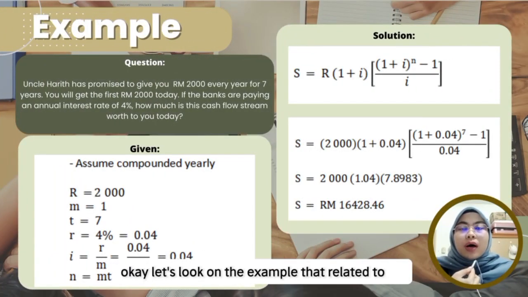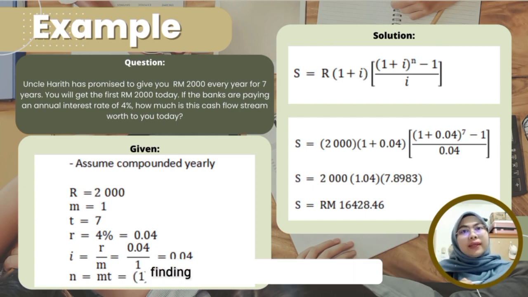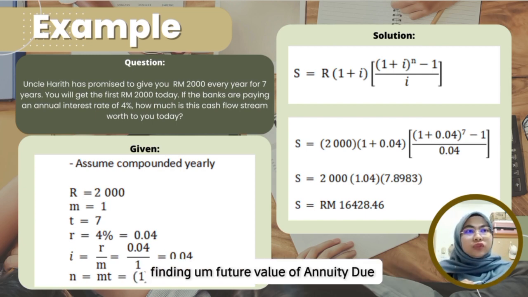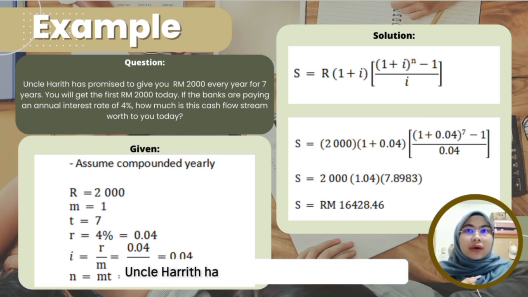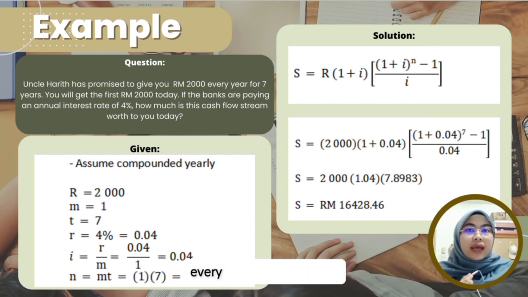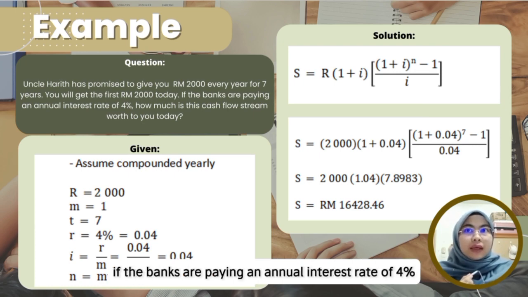Okay, let's look at the example related to finding the future value of an annuity due. Based on the question, Uncle Harith has promised to give you 2,000 ringgit every year for 7 years. You will get the first 2,000 today. If the bank pays an annual interest rate of 4%, how much is this cash flow stream worth to you today?